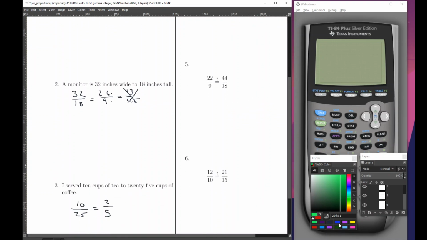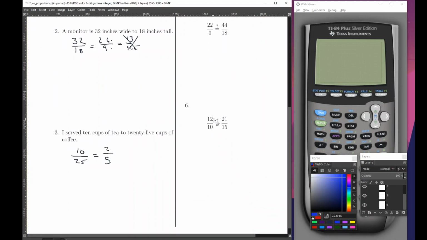The next one, let's jump to this one down here. Let's do 12 times 15. So that's 150, right? 10 times 15 is 150. 2 times 15 is 30. This is 180. And then we've got to do 10 times 21, which is 210. 210 is not 180. No, they're not a proportion.